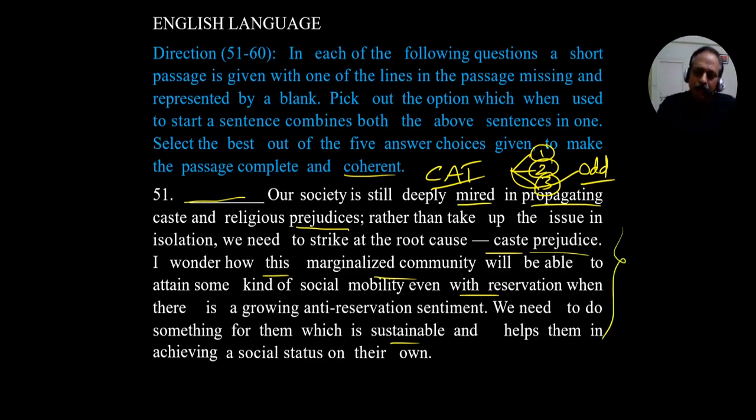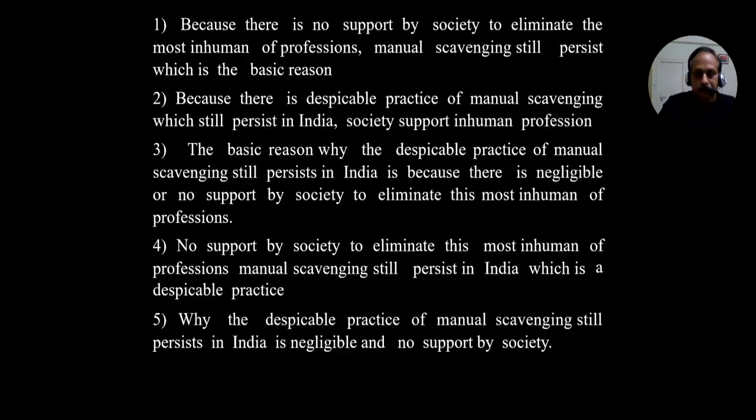It talks about a particular community. It talks about prejudice against them, caste prejudice, and we have to do something. With reservation also we cannot do because there is a growing anti-reservation sentiment, and we need something which is sustainable, which lasts for a long time and helps them achieve a social status on their own. Now you have to look at the options and ask the question. Two dimensions, please listen very carefully. Dimension one, many of these options, what I have noticed, are not grammatically correct. If the option is not grammatically correct, reject that one.